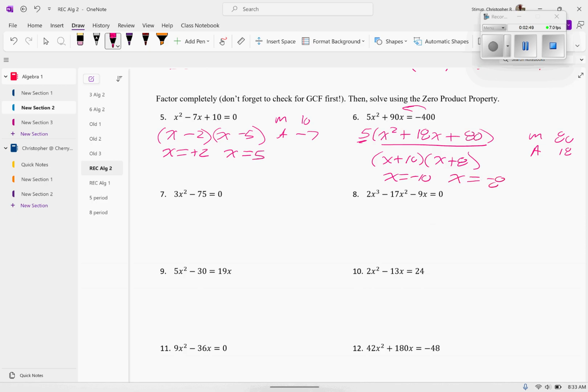This next one, nothing really to factor out, so what we're going to do is add the 75 to both sides, divide each side by 3, and take the square root. So I'm going to get, and don't forget the plus or minus, 5.